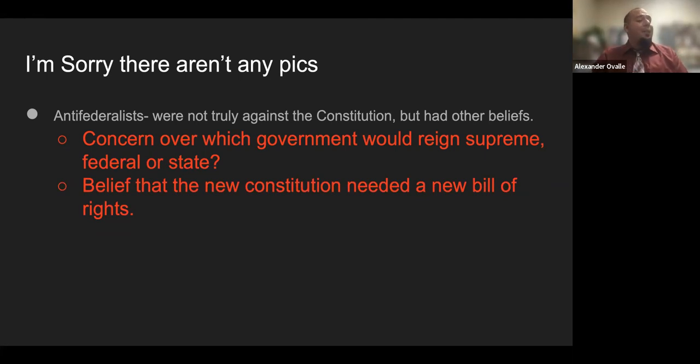Anyways, Anti-Federalists were those, they weren't truly against the Constitution. That's not what it means. However, they had other beliefs. Their main concern is who's going to reign supreme, the federal or state government? Who got the one up? And they said that this new Constitution needed a Bill of Rights, the rights of the people. Where are they? It doesn't say.